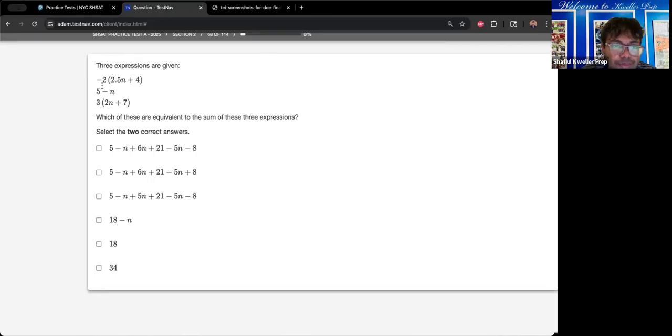I'm going to get rid of the parentheses when I do it. Negative 2 times 2.5 is negative 5n. And then negative 2 plus 4 is just going to be negative 8. 5 minus n. Again, it says equivalent to the sum, so we are adding. 5 minus n plus, and then here it's 3 times 2n. So 3 times 2n is 6n. 3 times 7 is 21.